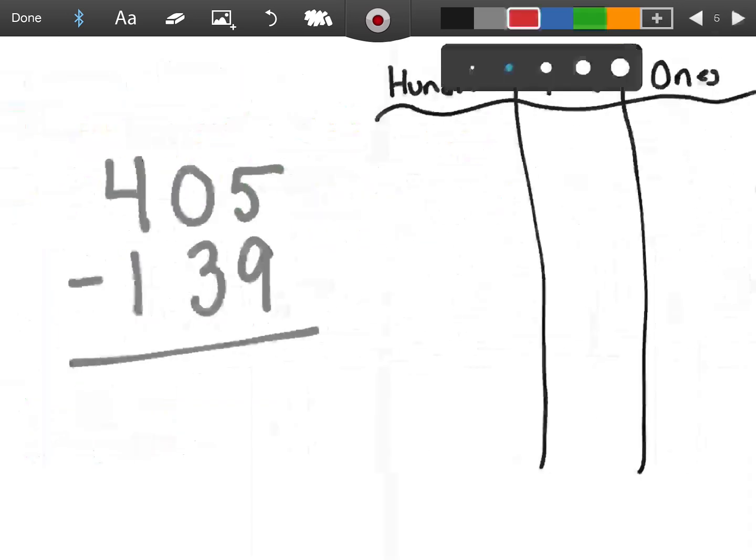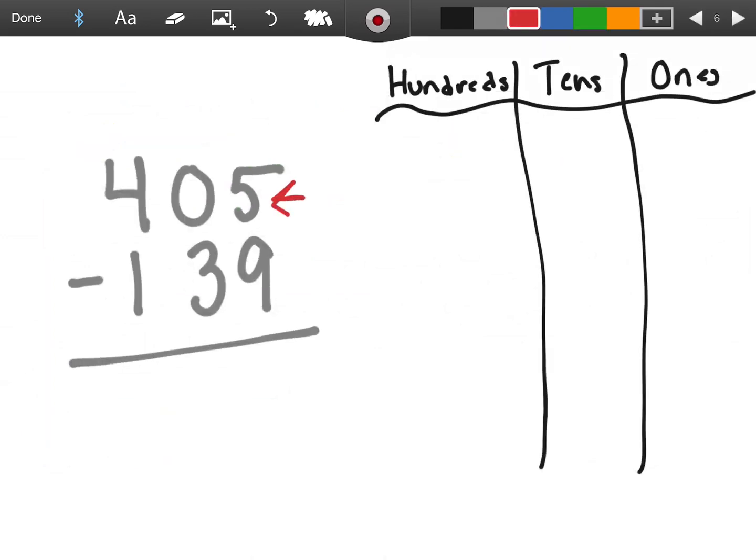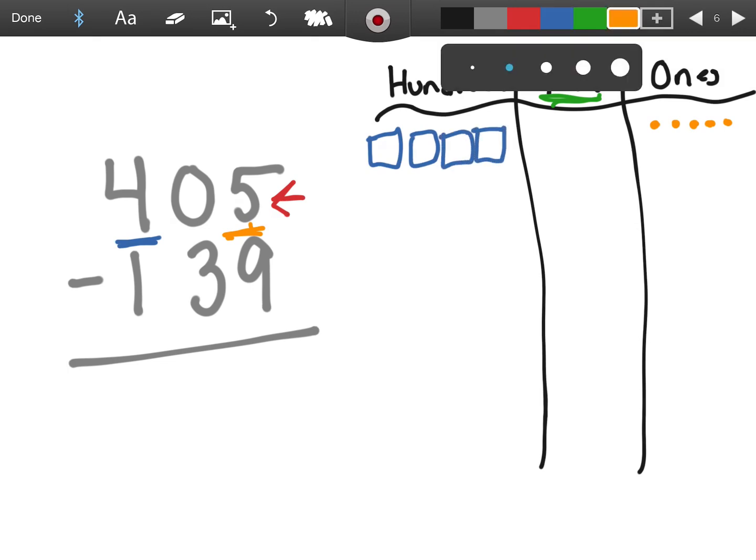We have 405 minus 138. Let's look at that top number, and let's look in the ones place. We have 5 ones. 1, 2, 3, 4, 5. Oh no, we don't have any tens. And we have 4 hundreds. 1, 2, 3, 4. All right, let's go back to the ones place. We have 5, and we want to take away 8. But we can't do that.